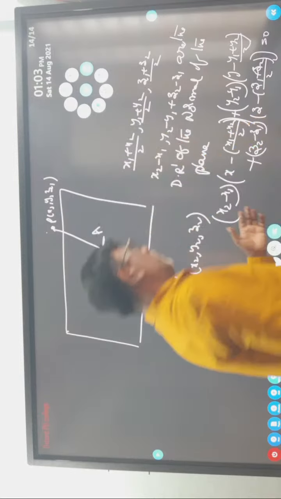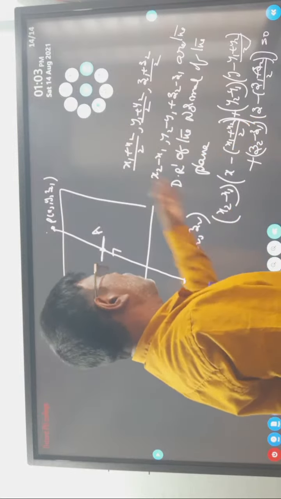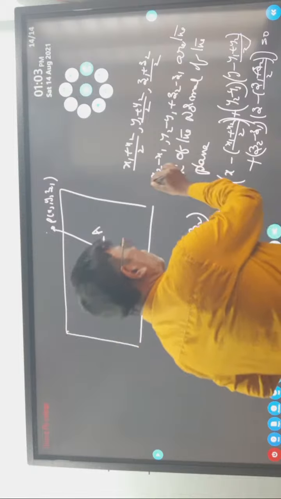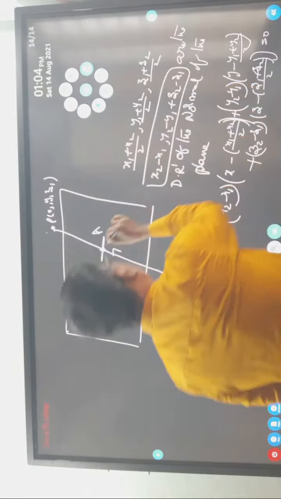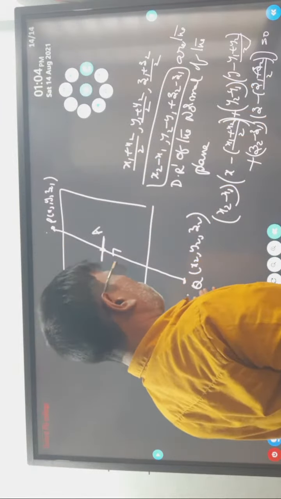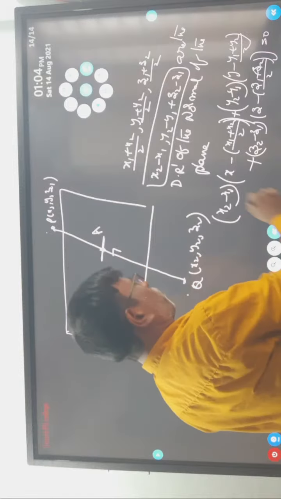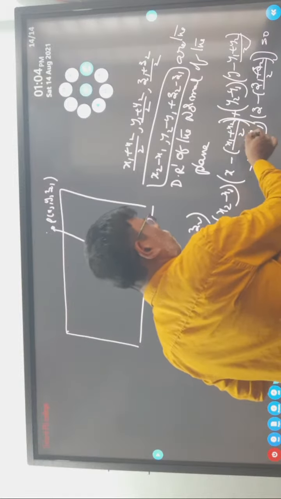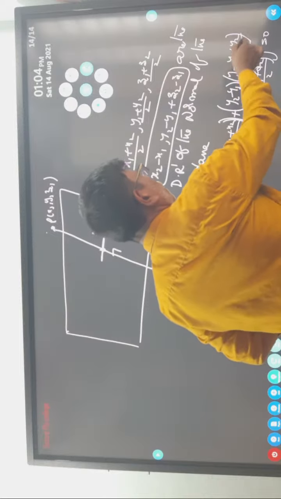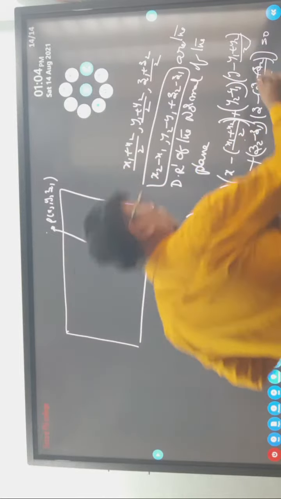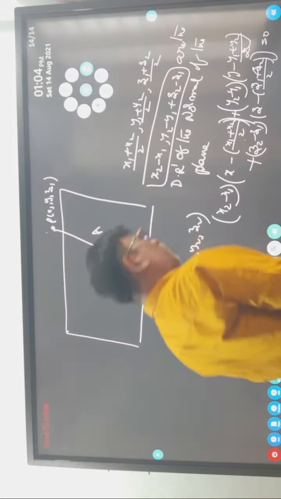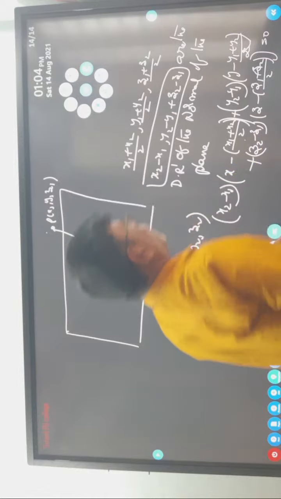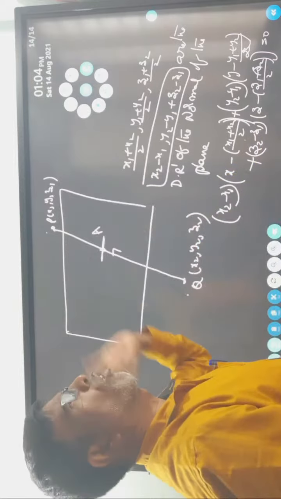So we know the DRs of the normal of the plane, and the plane passes through the midpoint of PQ. The equation is (x2 minus x1)(x minus (x1 plus x2) by 2) plus (y2 minus y1)(y minus (y1 plus y2) by 2) plus (z2 minus z1)(z minus (z1 plus z2) by 2). This is the way of solving that.